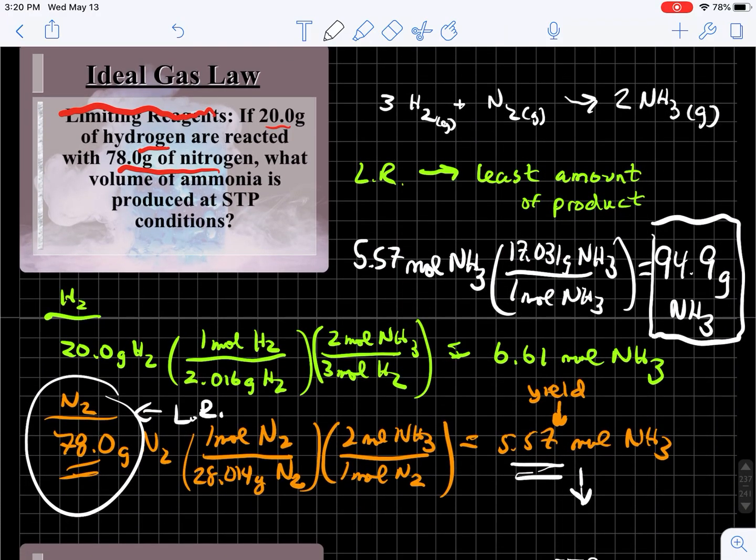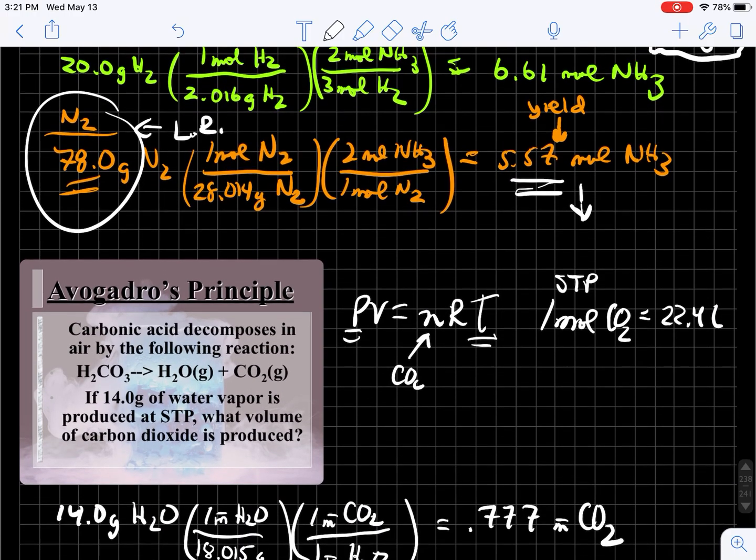Second type of problem, limiting reagent. If they don't tell us what the limiting reagent is and they give us multiple reactant values, then we have to stoich them to figure out which one produces the least amount of yield. And then we can use that to get our final answer. I now realize, wow, what a bad day for me. Look at the question. It says what volume of ammonia is produced at STP. I did mass of ammonia. So did that problem wrong.